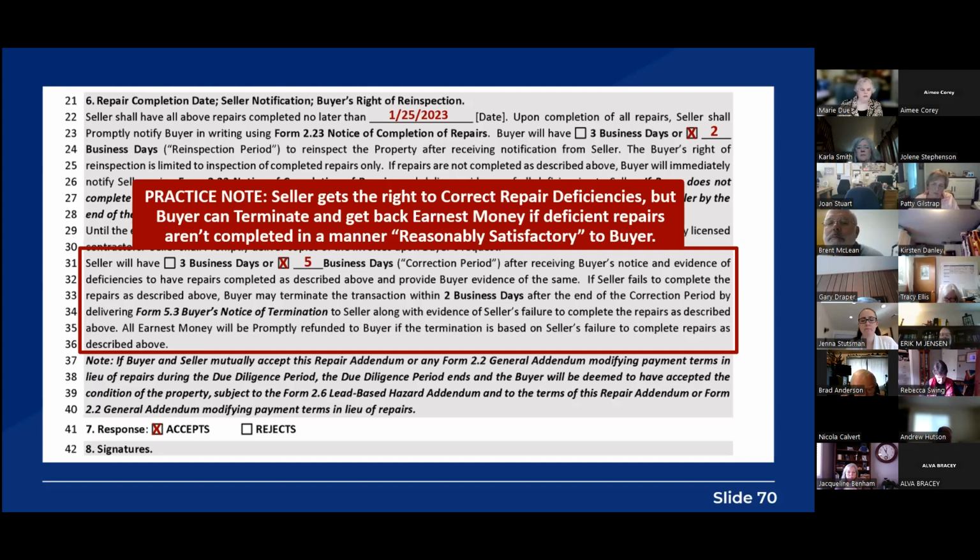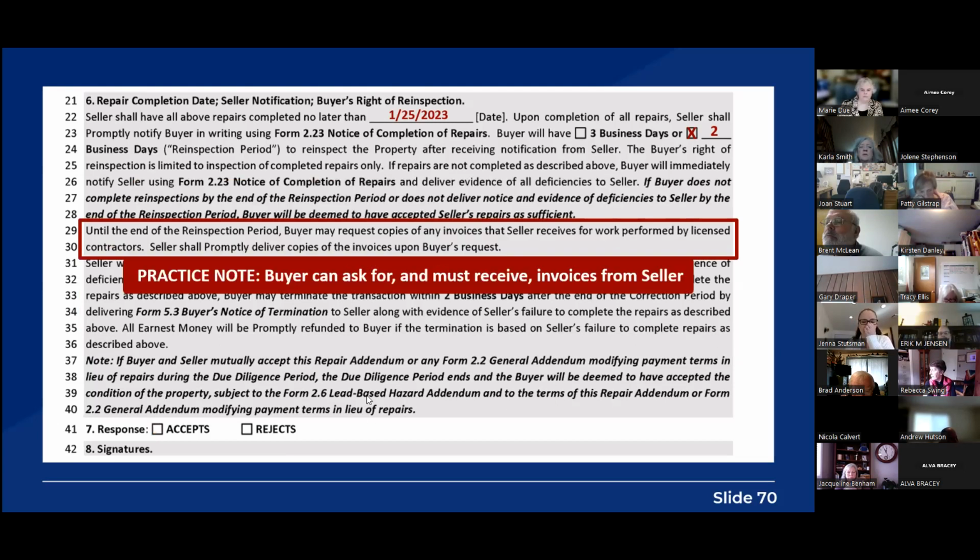If buyer and seller mutually accept this repair addendum, they can modify payment terms in lieu of repairs before the due diligence period ends. So with that, in this section down here, oops, I skipped a slide. Let me go back for a minute.